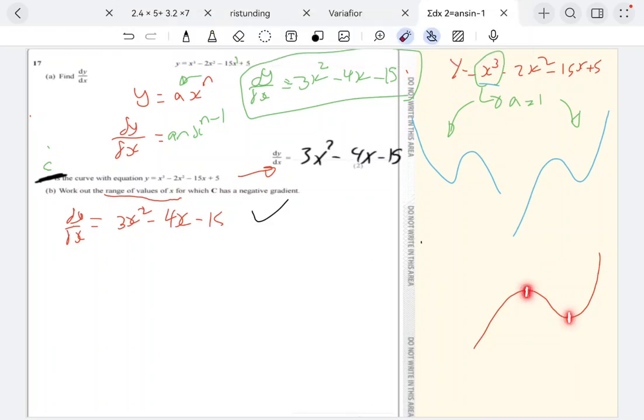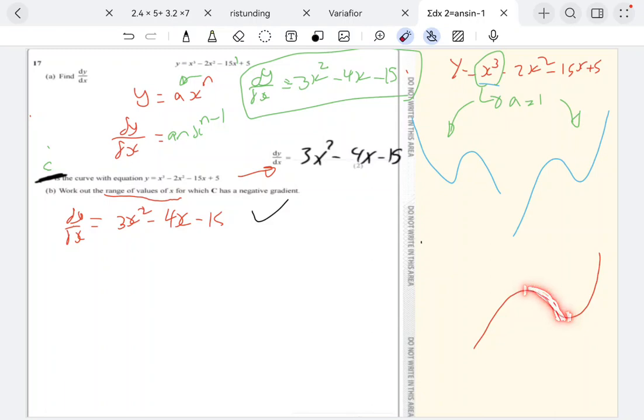Any point here is going to be negative. It's going to give me a negative gradient. Why? Because the tangent is going to be looking this way. It's going to be decreasing, from up all the way down. So any tangent here will have a negative gradient. So how can I get the range of the points between here and here? I need all these points, because any point here is a negative gradient.